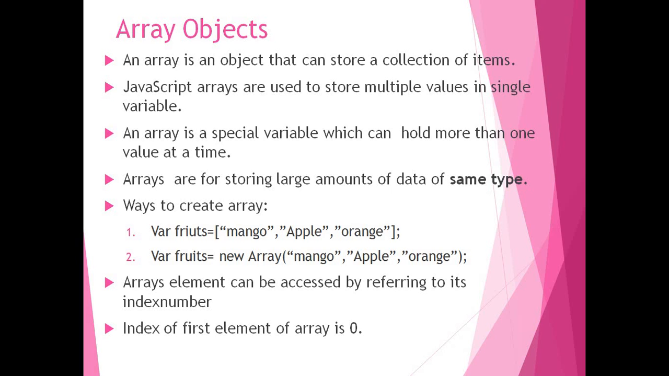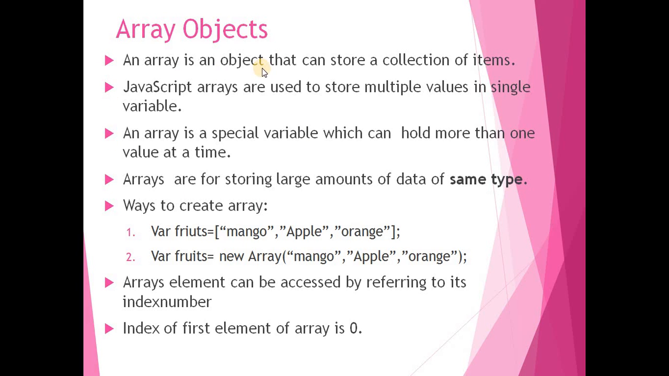For example, if I have to save names of all the students in the class, then in that case, I can create an array and I can store names of all the students in that same variable rather than creating different individual variables for each student. Okay, so this is an array where we can use one variable for many items.